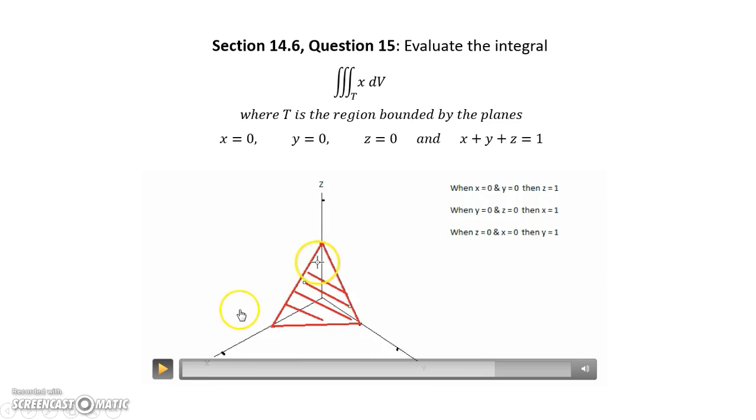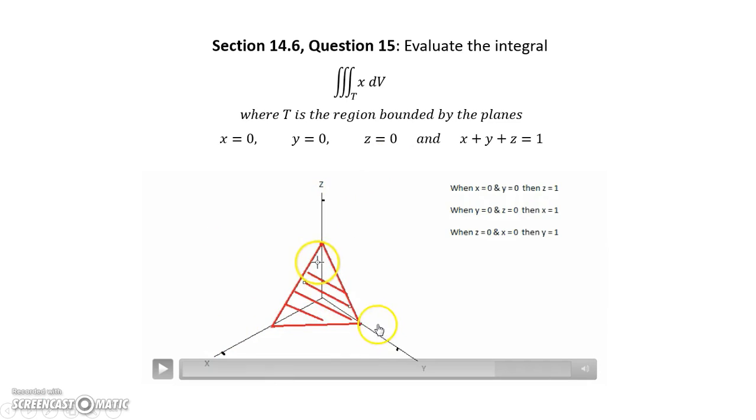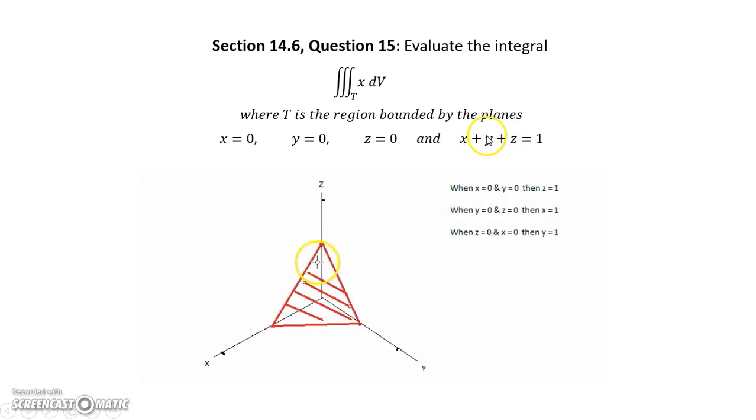So remember that z is equal to 0 is this plane here. So from z equal to 0, z is going to go from here until any value of z on this plane, right? Any value of z on this plane is the value as you simplify for z, so z is equal to 1 minus x minus y.